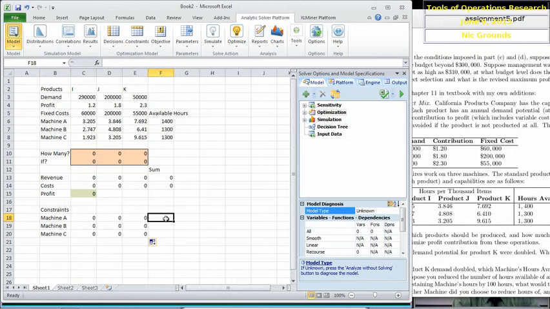Okay, so each row I'm just going to sum up. So that's, first row is how many hours of machine A's time we will use, and we're going to constrain that to be less than or equal to the available number of hours for machine A. Okay, and so forth.